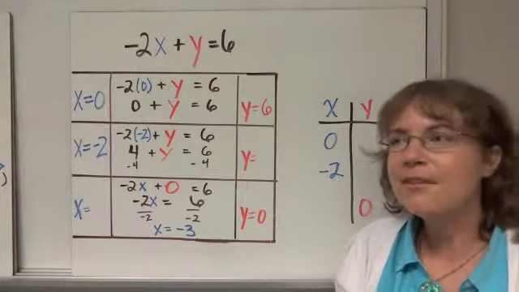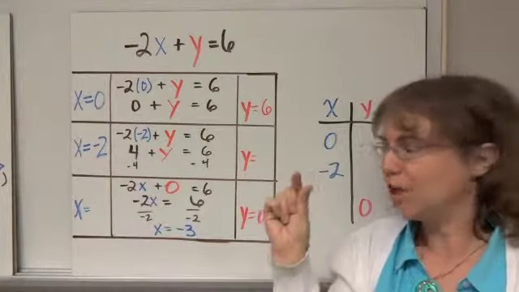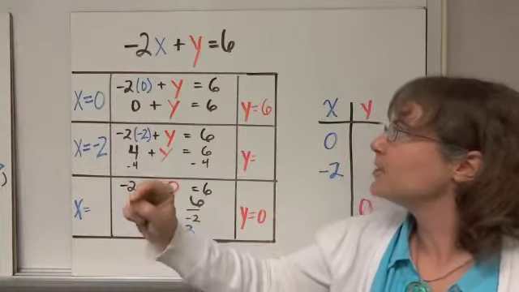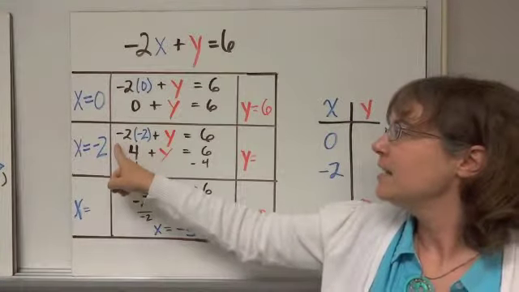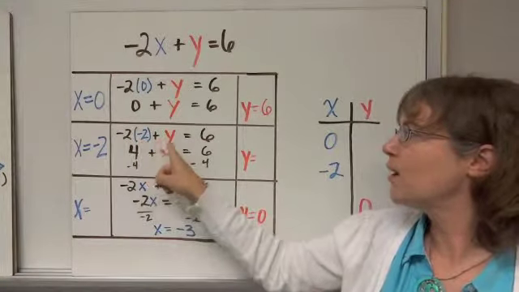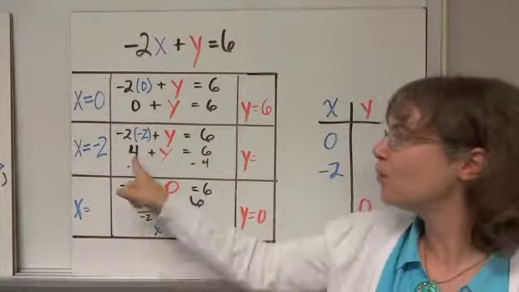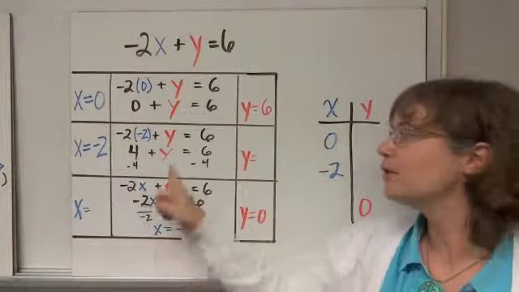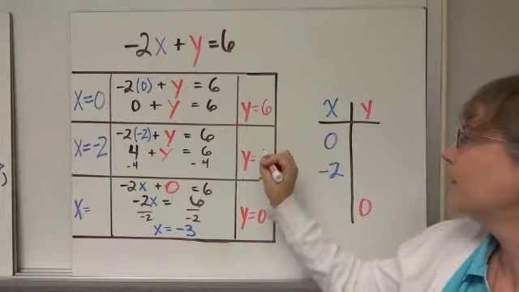It's often good to leave at least 2 in between your values, because otherwise your dots are very close together and it makes it more difficult to graph. So x is equal to negative 2. I'm going to substitute a negative 2 in for that x. Negative 2 times negative 2 plus y is equal to 6. And so I have negative 2 times negative 2, which is a 4, plus y equals 6. I subtract 4 from both sides in order to solve for my y. And I have y is equal to 2.